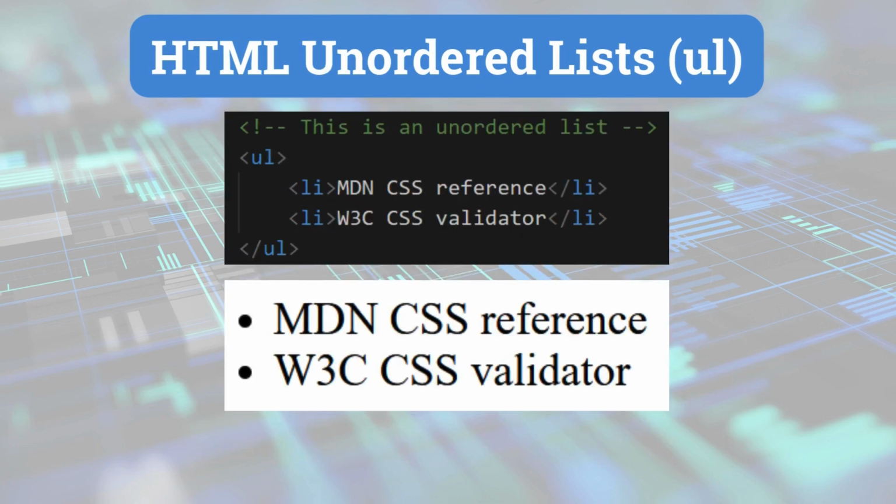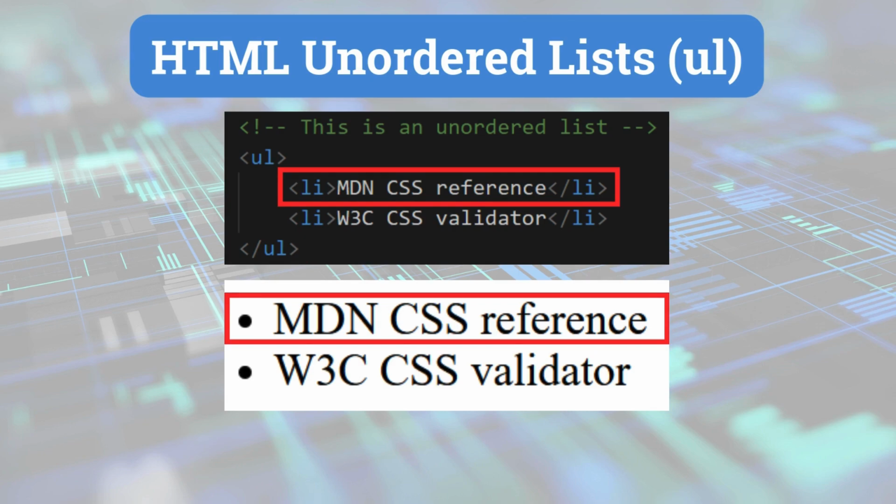HTML unordered lists just means they're in no particular order. They don't have numbers 1, 2, 3, and 4. We can see on the top we have the unordered list, UL tag, and the closing tag. And then we can see each list item tag and the content inside. And on the bottom, this is how it would look on a browser. We can see the two tags, and we can also see the bullet point instead of the numbers for an unordered list.